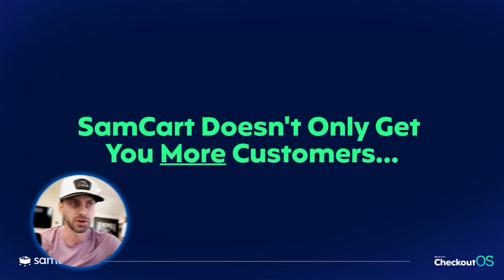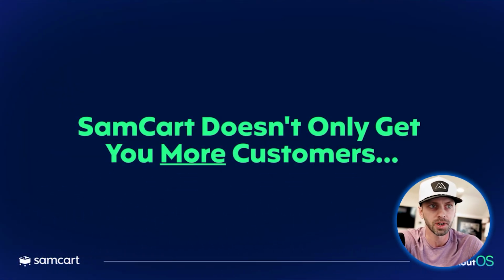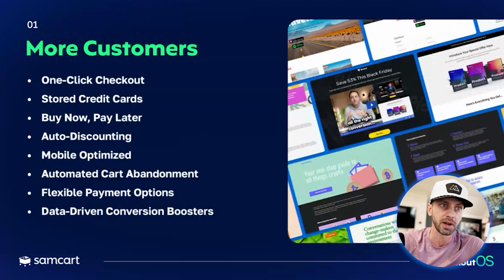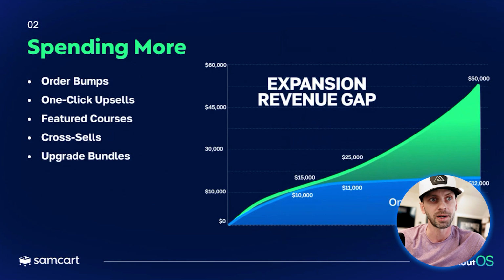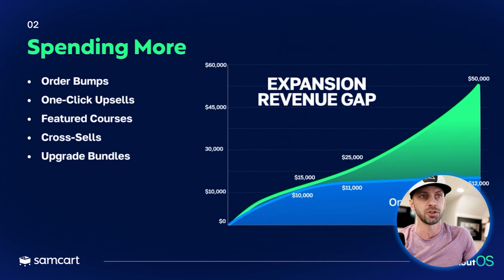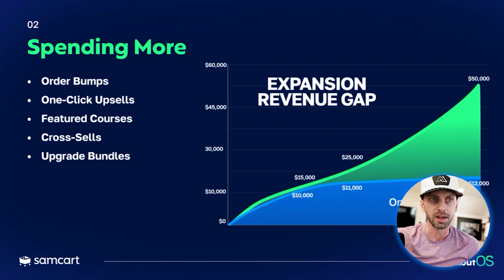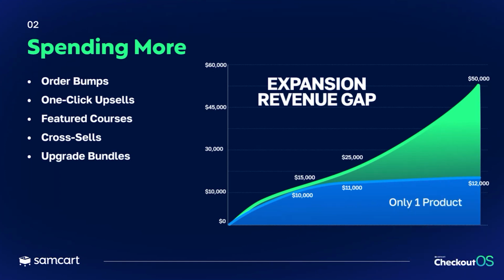Here's the kicker. The one point I want to drive home is SamCart doesn't just get you more customers. We talked about all the different ways that SamCart drives up your conversion rate, that takes 100 visitors and turns it into 10 sales instead of 5 or 2. Things like one-click checkout, stored credit cards. Where SamCart really makes the big difference for your business, and you can start getting into 5, 10, 20 times the amount of revenue, is by using features like order bumps, one-click upsells that drive up how much your customers are actually spending. That's really where a second huge bang comes in your sales, is we get your customers spending more. We take advantage of what we call the expansion revenue gap that really separates top sellers from the rest.